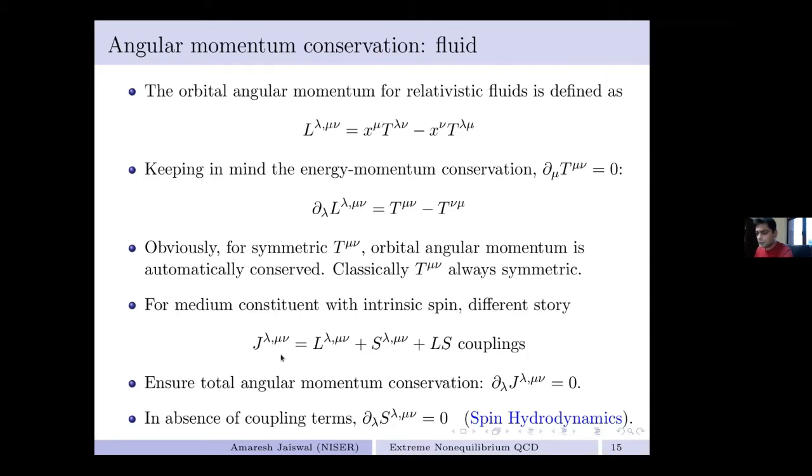Therefore, now one has to worry about the total angular momentum. It's not just the orbital part anymore. But still there is some simplification, because suppose I ignore the couplings as a first calculation and just take the spin. Then in the absence of coupling terms, and because I am dealing with classical T mu nu, the spin seems to be conserved. And this is what we call spin hydrodynamics.